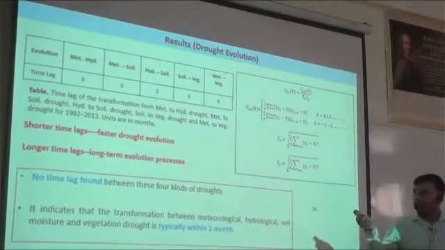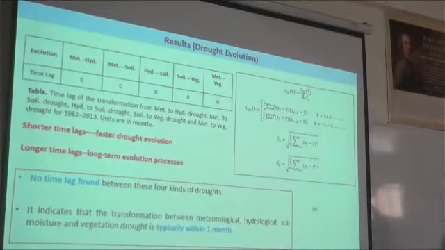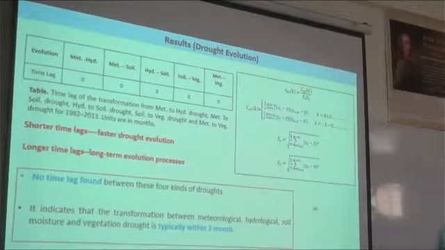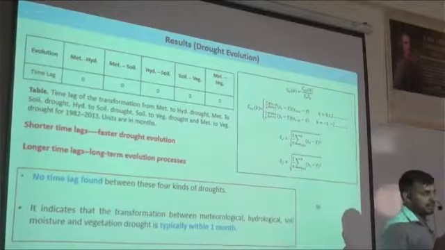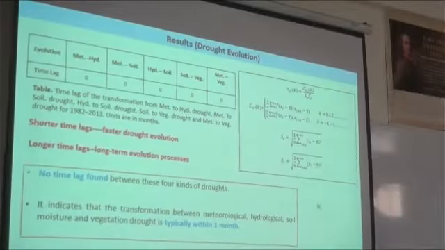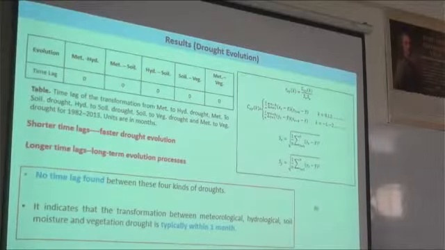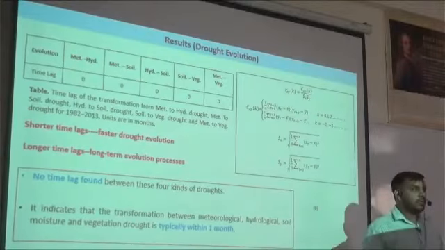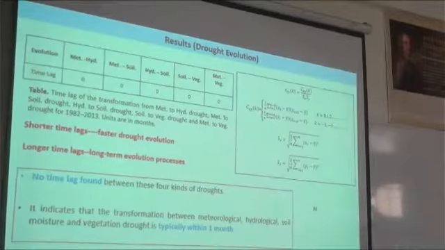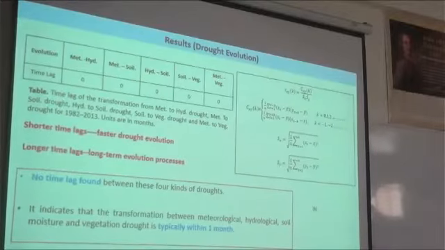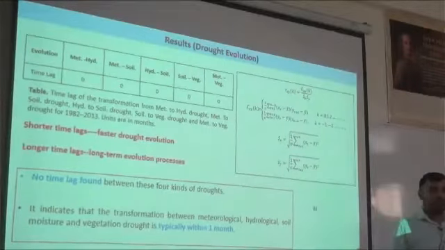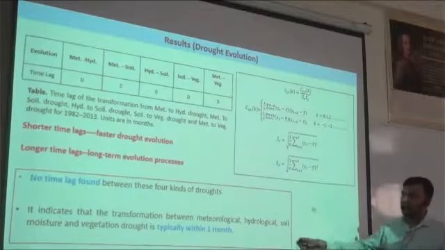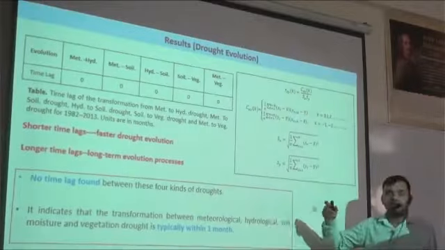So in this we found we have no time lag between these 3-4 kinds of drought. It means we can say this drought evolution can take place in India typically within 1 month itself. So if it is transforming within the 1 month itself, then what solution can we have? We must go for weekly or bi-weekly studies, because this study has been carried out on a monthly basis. So you can go ahead with weekly or bi-weekly studies, so that you can find out the time lag between one drought to another.